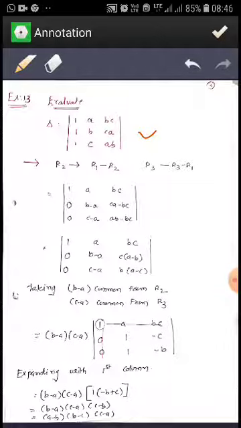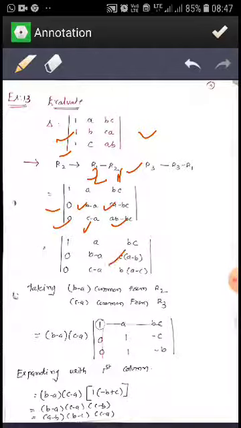Evaluate this sum. So again, when 1 1 1 is given, make this 2 1 0. So R2 minus R1 and R3 minus R1. So R2 minus R1: 1 minus 1 is 0, B minus A, CA minus BC; 1 minus 1 is 0, C minus A, AB minus BC.